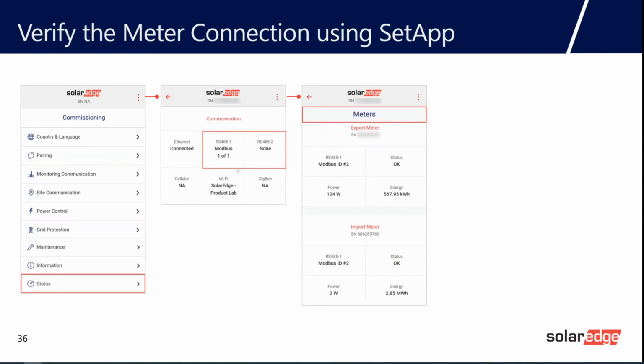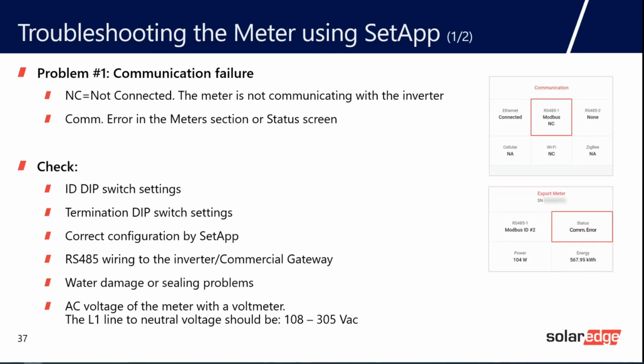This section describes how to troubleshoot meter-related installation and performance issues. Communications failure: if NC (not connected) appears for a meter in the RS485-1 or RS485-2 subsections of the communication page, the meter is not communicating with the inverter. Or if the status in the Meters section of the status page is COM error. These indications indicate a connectivity failure between the inverter and the meter.